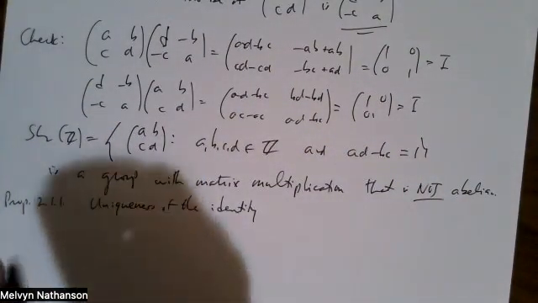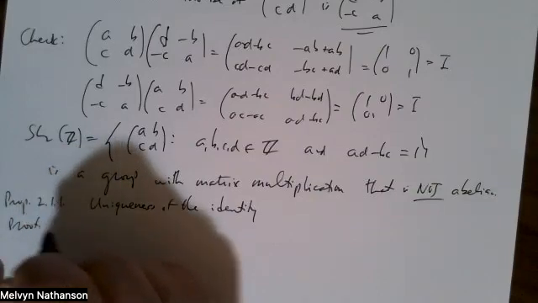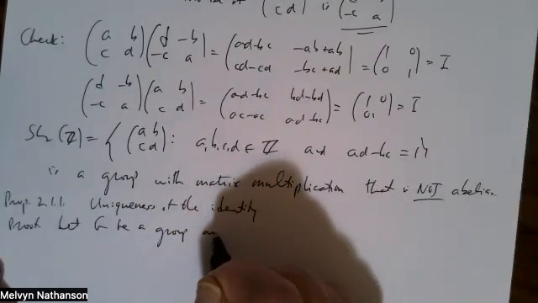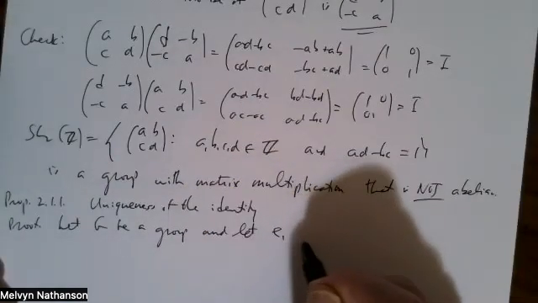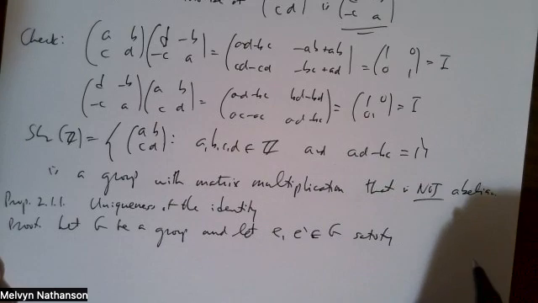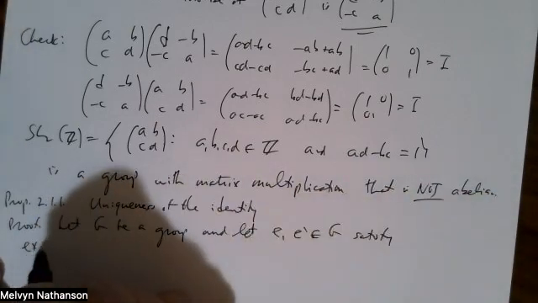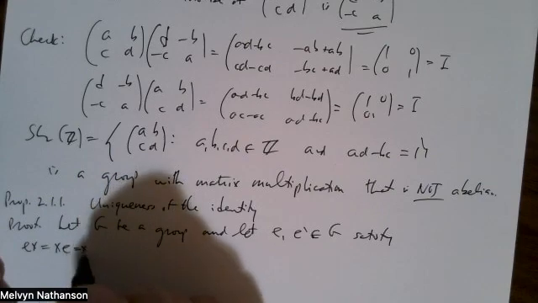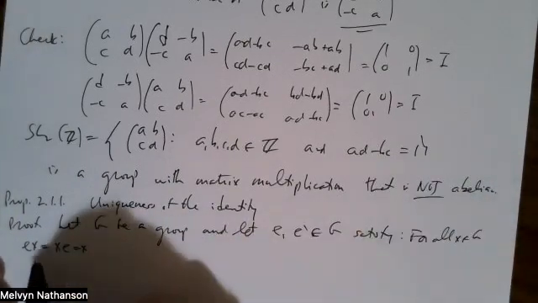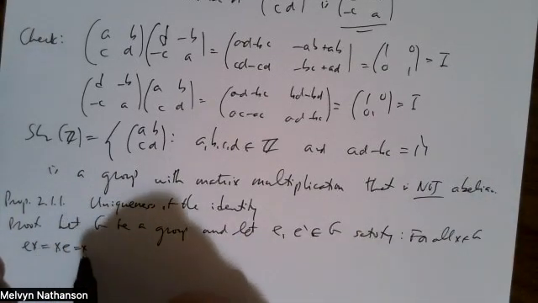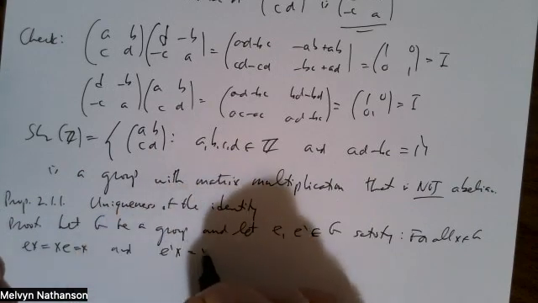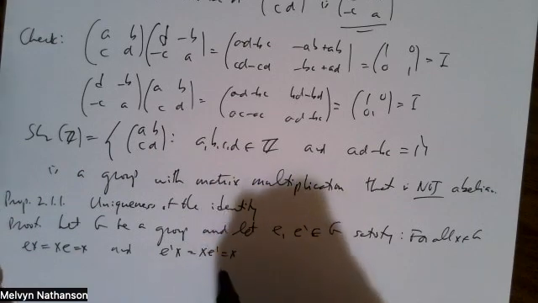How can we prove that? Well, proof. Let G be a group, and let two elements, let's call them E and E prime in G, satisfy the following properties. First of all, EX and XE equal X. For all elements X in the group, if you multiply X by E on the left or the right, you get back X. And similarly, if you multiply X on the left or the right by E prime, you get back X.